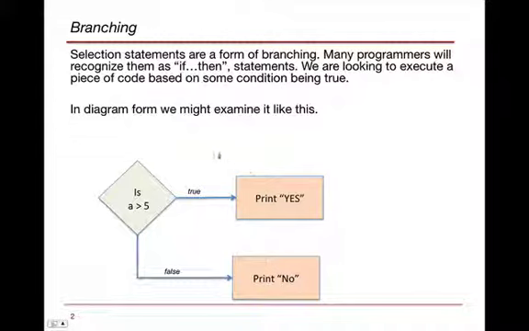So this is what it kind of looks like from a diagram perspective. Is a greater than 5? If it's true, then we will print yes. If it's false, we will print no. And these could be multiple statements that will do many different things that we ask it to do.